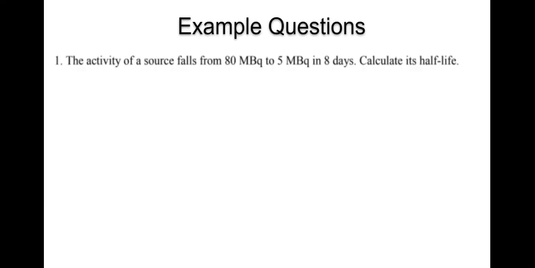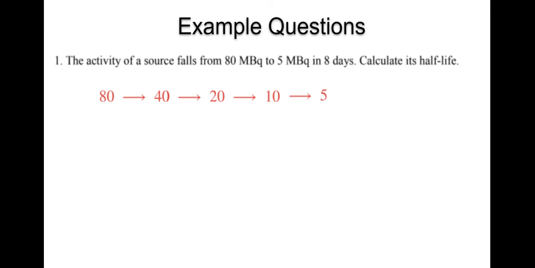Now, some other examples that we have to do with half-life. First of all, the activity of a source falls from 80 megabecquerels to 5 megabecquerels in 8 days. Calculate its half-life. So, we know the original activity is 80 megabecquerels. Every time the activity halves, that is one half-life having occurred. So, it halves from 80 down to 40 after one half-life, 40 down to 20 after two half-lives, 20 down to 10 after three half-lives, and then 10 down to 5 megabecquerels after 4 half-lives.